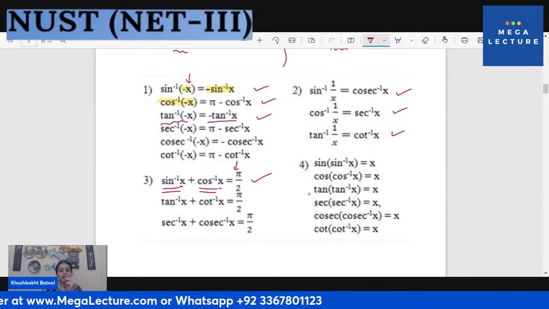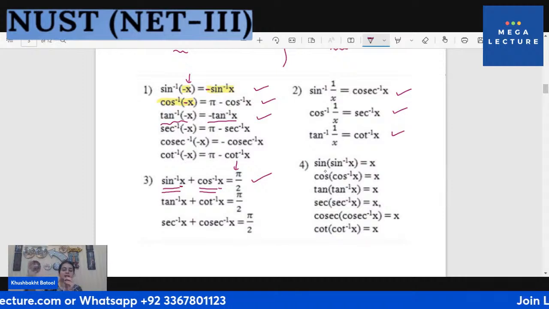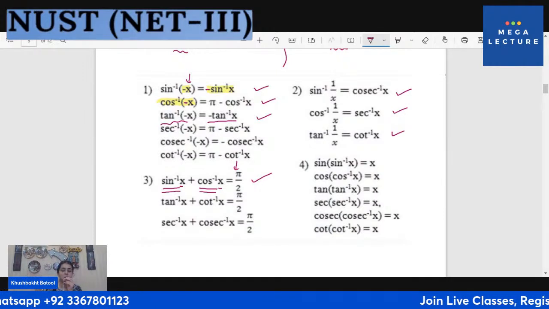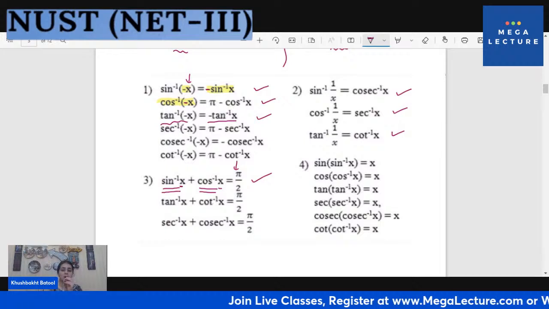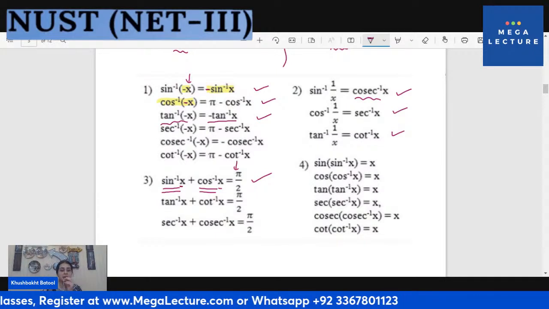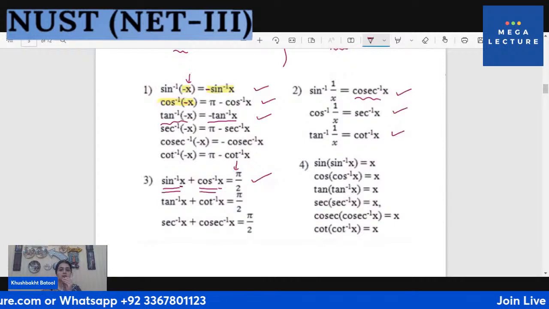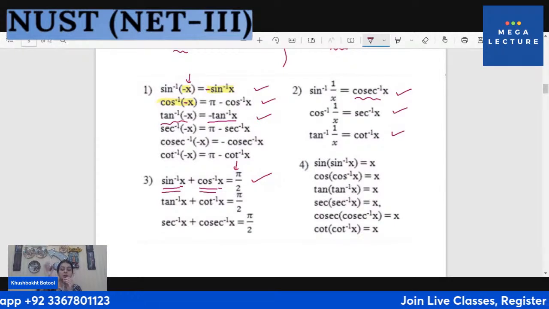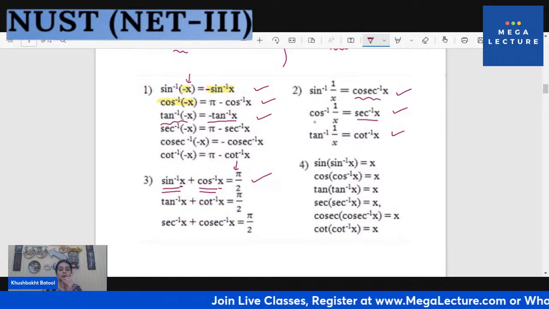And then we know that cosecant is 1 by sine, secant is 1 by cos, and cot is 1 by tan. But when we talk about their inverses, cosecant inverse is not equal to 1 by sine inverse. Please pay attention, this is important. Cosecant inverse of x is equal to sine inverse of 1 by x. Secant inverse of x is equal to cos inverse of 1 by x.